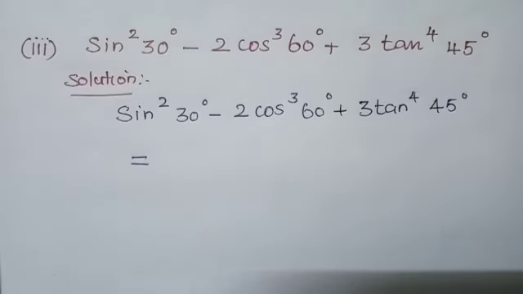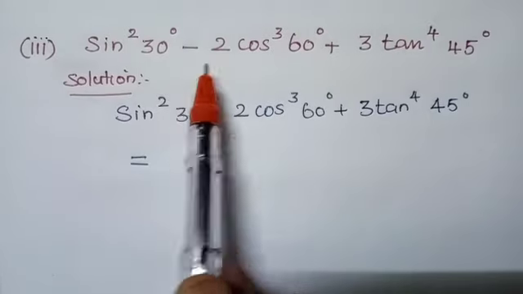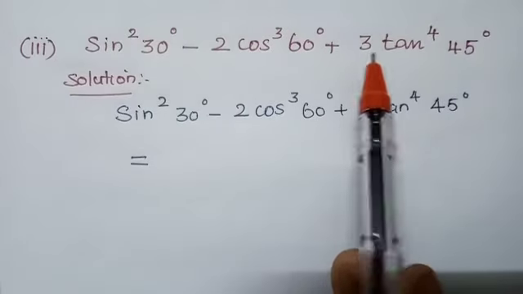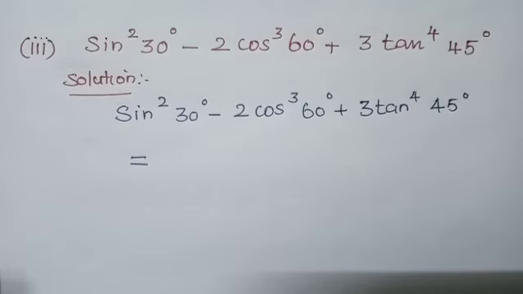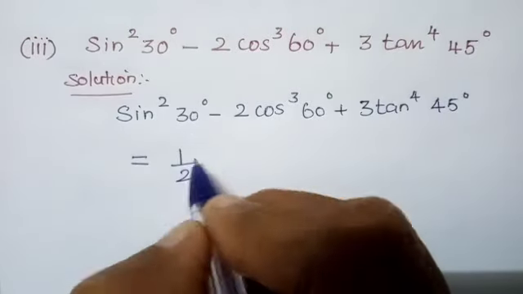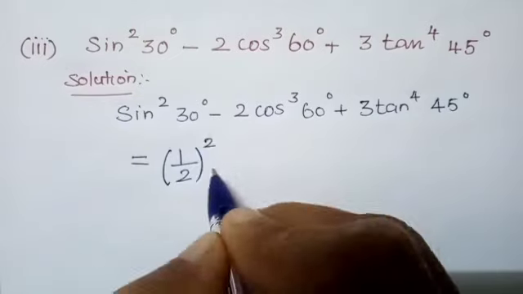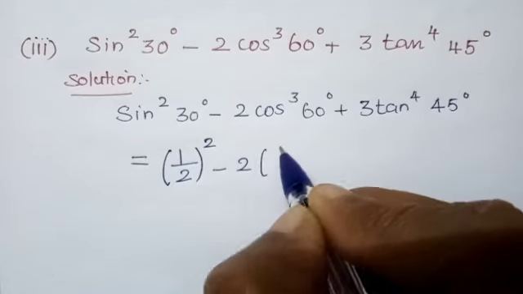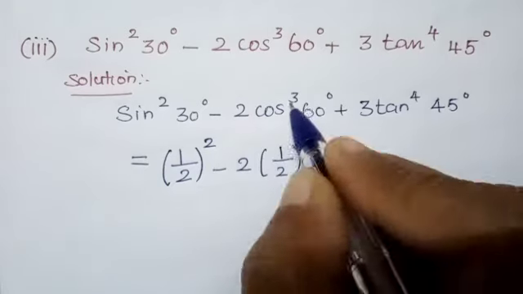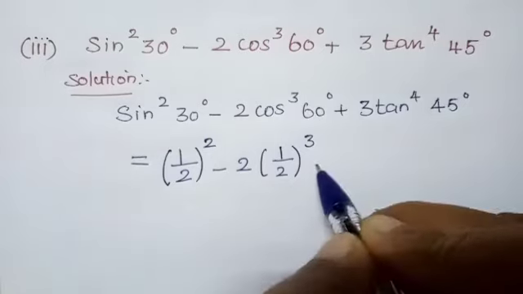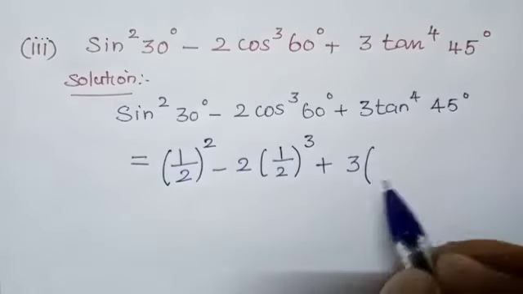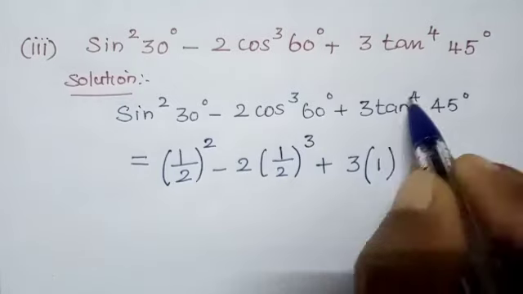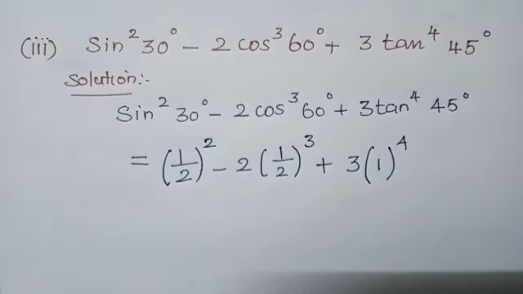Listen, the third subdivision, sin square 30 degree minus 2 cos cube 60 degree plus 3 tan power 4 45 degree. Substitute the values. Sin 30 degree equal to 1 divided by 2, 1 divided by 2 whole square, minus 2 cos 60. Cos 60 is 1 divided by 2 the power 3, because here cos cube 60 degree, plus 3 into tan 45 value 1, tan power 4. So 1 power 4.